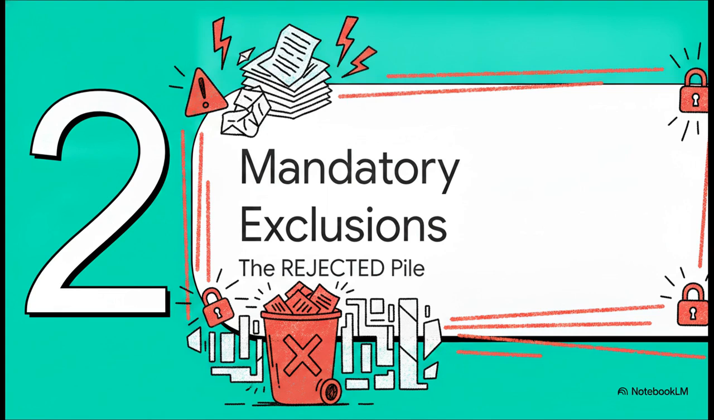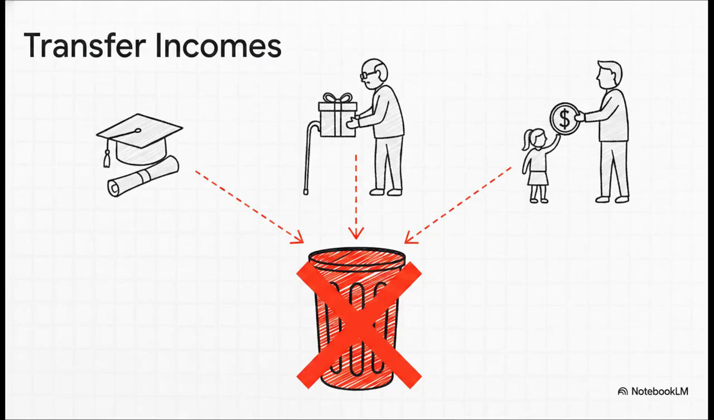Welcome to the rejected pile. Right at the top of the rejection bin are transfer incomes and private transfers. We're talking government assistance like old age pensions, unemployment relief, student scholarships, and disaster aid. And it also covers private transfers like the pocket money your parents give you or a birthday check from grandma.